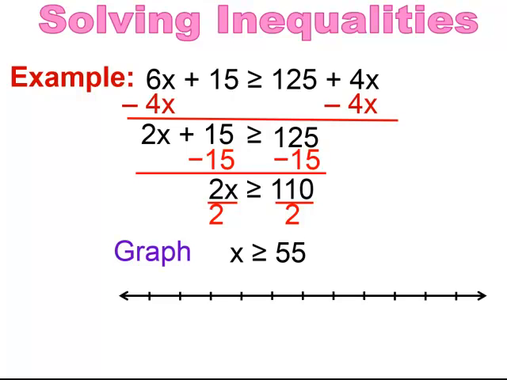And now I'm going to graph my solution. It's greater than or equal to, so it's going to be a bracket of 55. We're shading to the right, and the interval notation will be a bracket 55, comma, to positive infinity. Again, using parentheses at infinity.